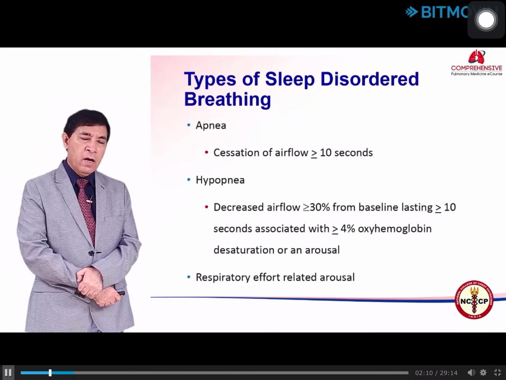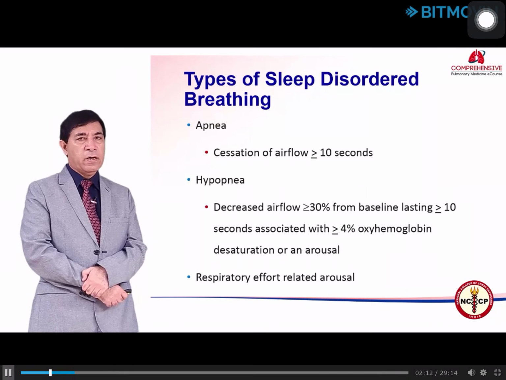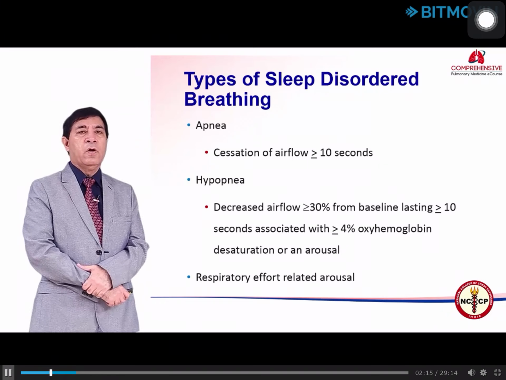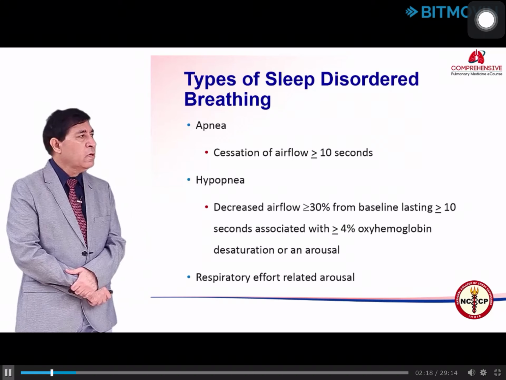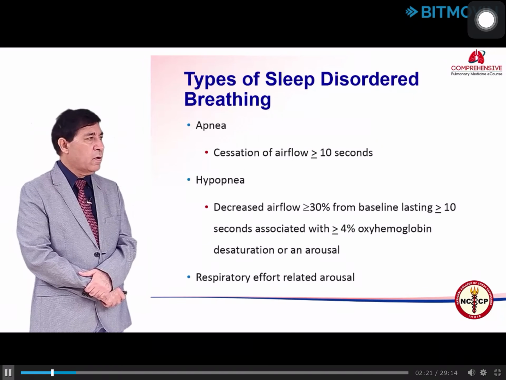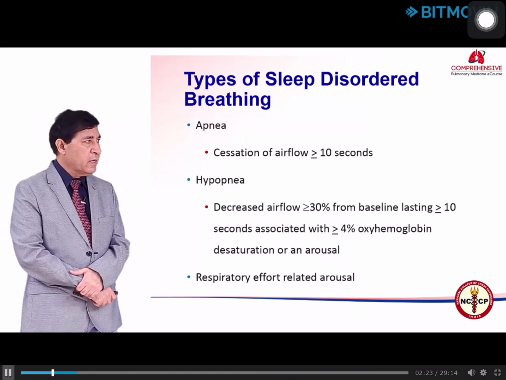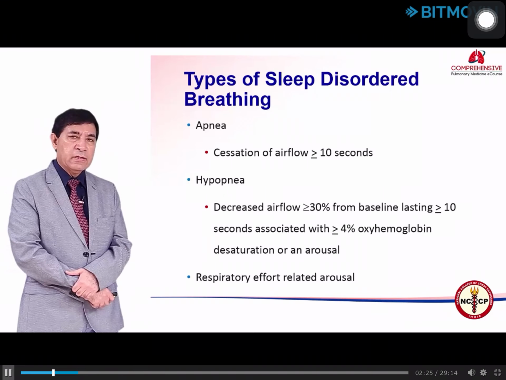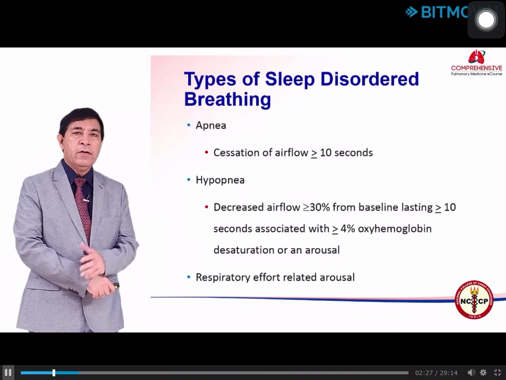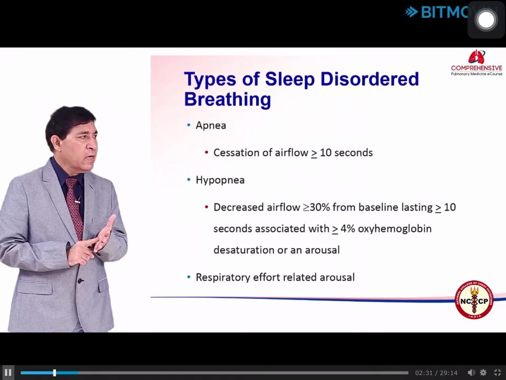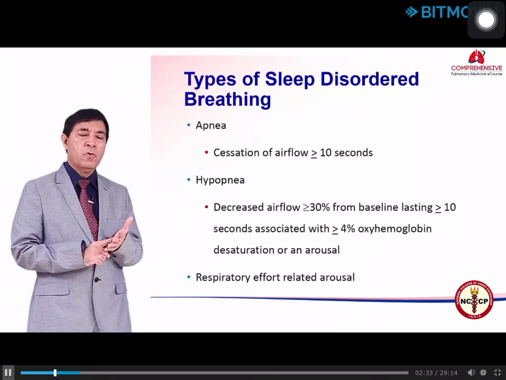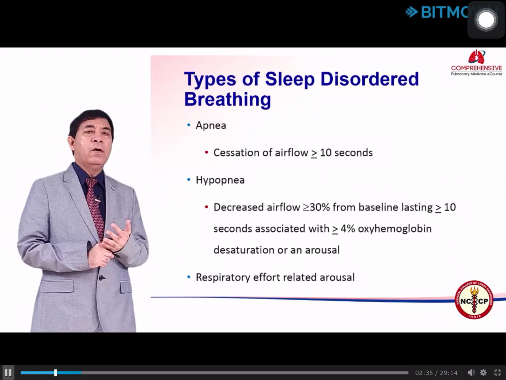On the other hand, hypopnea is the result of partial collapse of the upper airway and is associated with a decrease of more than 30% of flow from the baseline, which should last at least 10 seconds and should be associated with at least 4% oxyhemoglobin desaturation or an arousal.